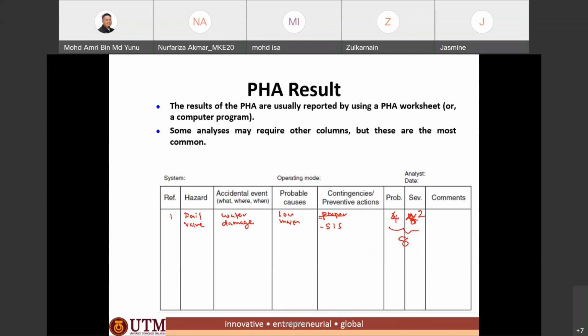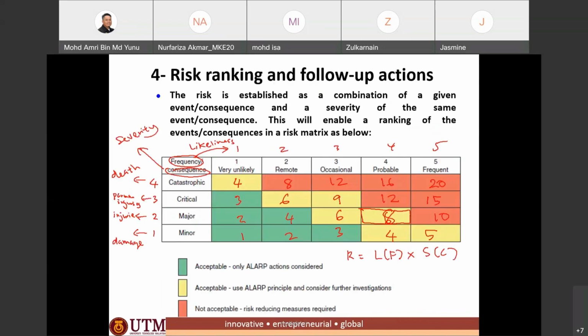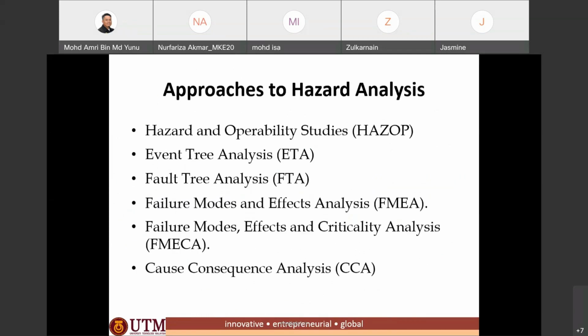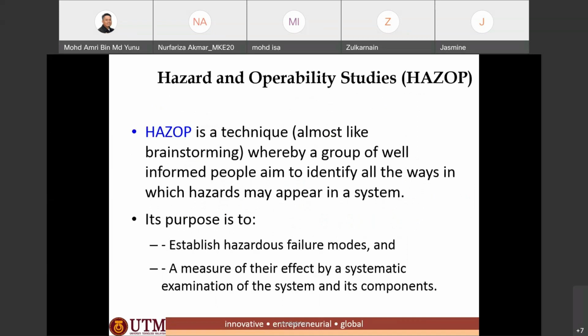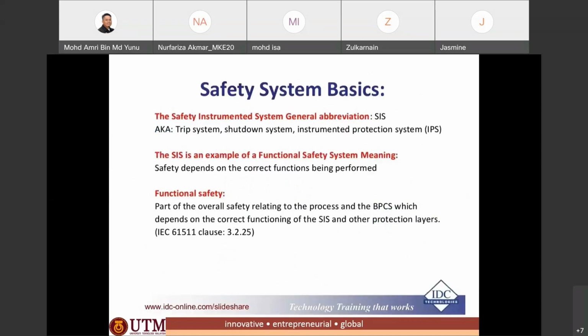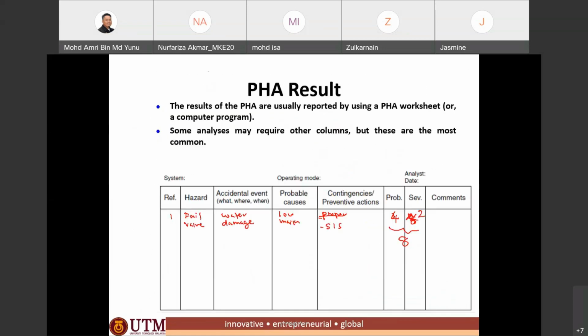The worst thing is if this is not in place. As a safety person in the PHA team, you can suggest and then put a proper safety system. The approach to hazard analysis is HAZOP. I don't go into the HAZOP, but we go into this safety instrumented system. So, safety instrumented system, remember that. I have explained.